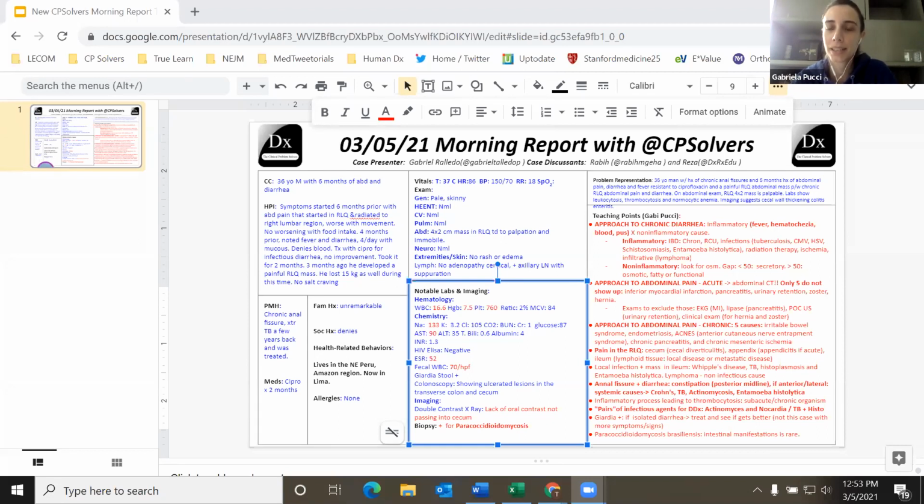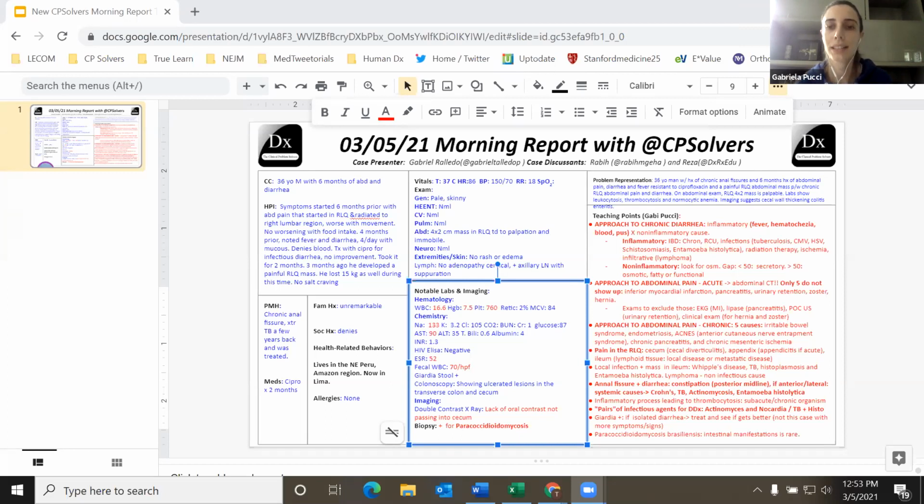So the teaching points here, I think the most important are first the approach to chronic diarrhea, where we have to think about inflammatory or non-inflammatory causes. Inflammatory diarrhea usually has hematochezia, blood, pus, and the patient will also have fever. There are a lot of causes of both. For the non-inflammatory causes, we have to look at the osmolar gap: if it's below 50, it's secretory, and if it's higher than 50, it can be osmotic, fatty, or functional.